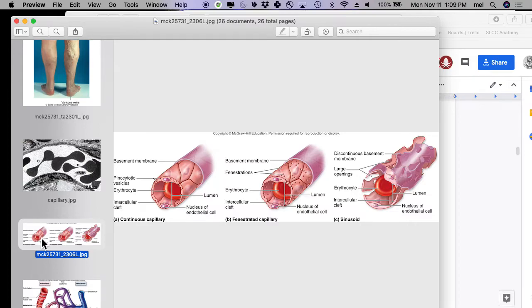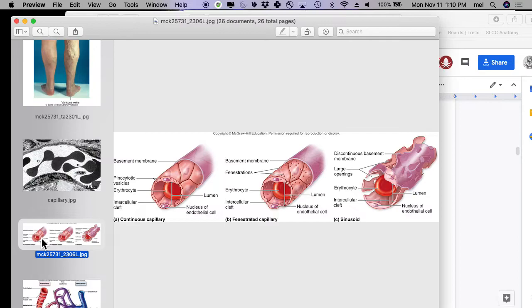So that increases transport, right? Because it provides even less of an impediment to transport. You would find those, for instance, in the kidney, where I need to do a lot of filtration. You would also find them in the capillaries that are just behind the small intestine, because I need to do a lot of absorption, right? So they're better at transport, but they're not as protective.